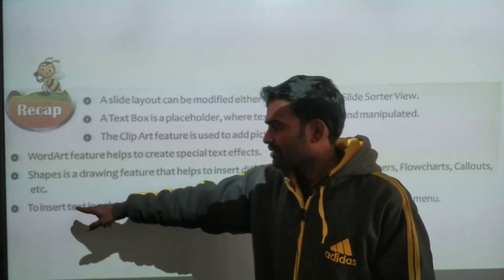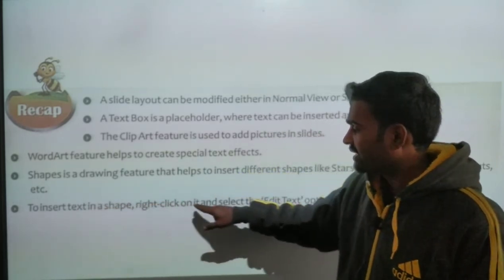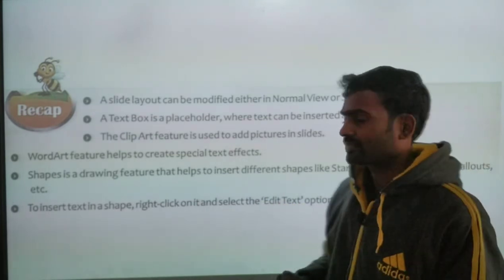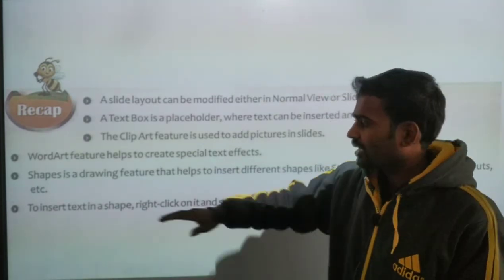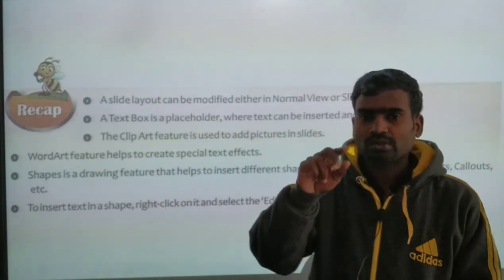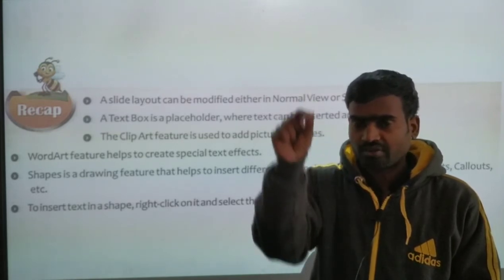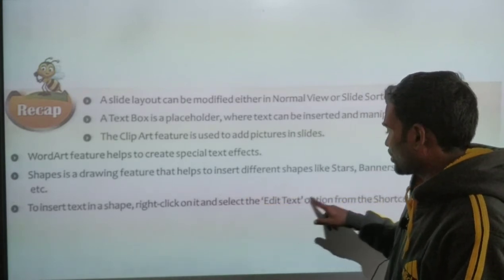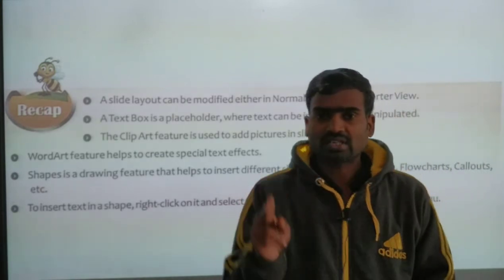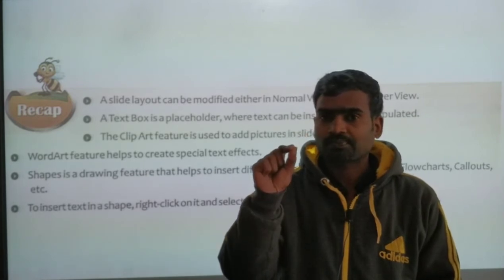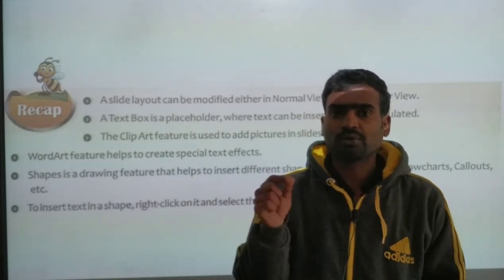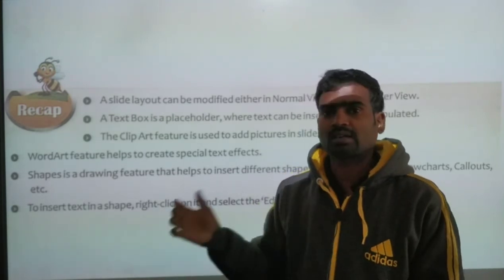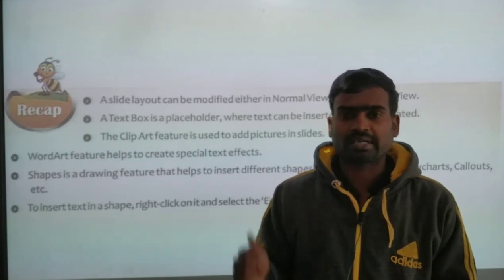And the last one, to insert text in a shape, right click and select the edit text option from the shortcut menu. I have told you three options, right? To insert text in the shape, right click and from those options select edit text. Last class we saw how to insert a smiley face. So that's what they are saying here. Then whatever text we want to enter, we can type there, right?